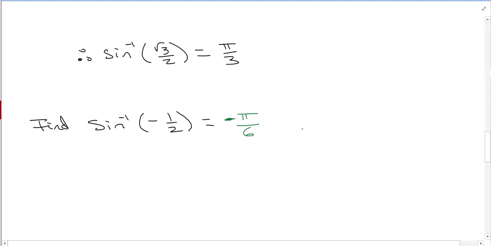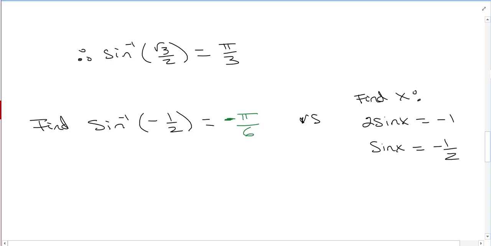Now, there's a difference versus asking you to find x when you have 2 sine x equals negative 1. When you're solving an equation, this is a little different because now you will have sine x equals negative 1/2. So there's a difference in these two. This one is asking you to use the inverse function.